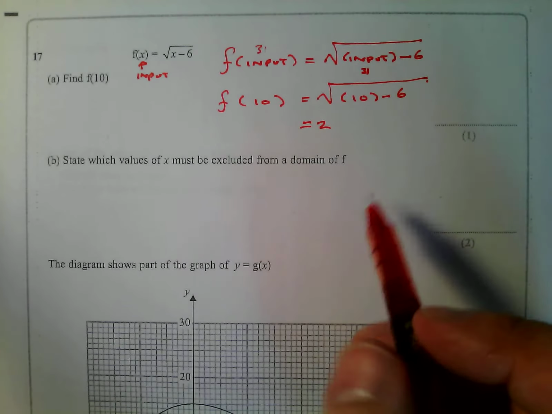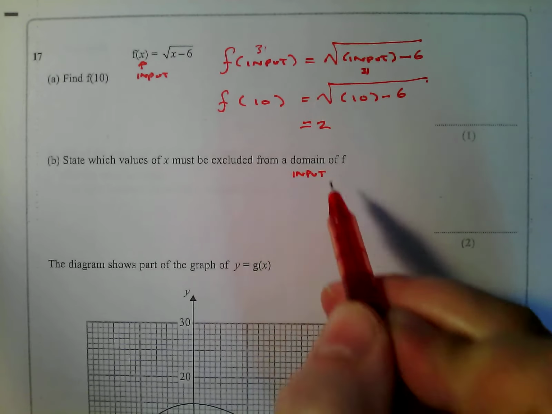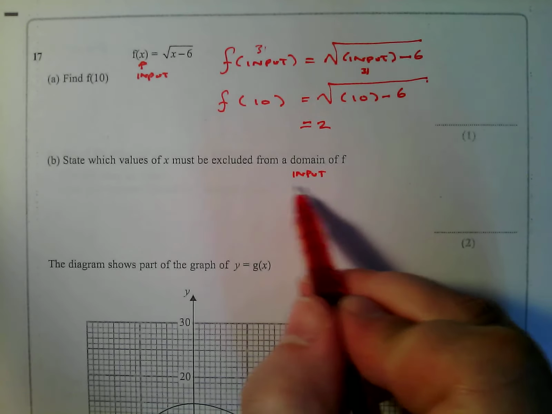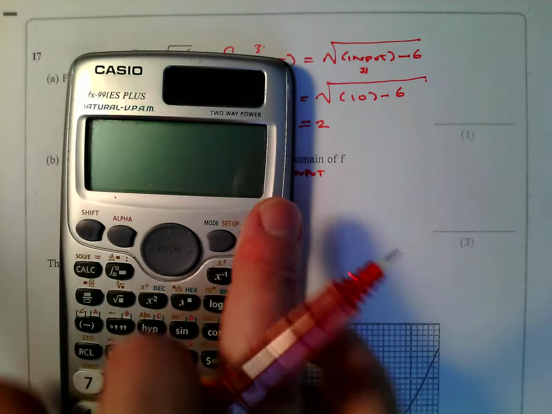Okay, so state which values can be excluded from the domain. Okay, so domain are your input numbers. The other word you'll hear is range, and range are your output numbers. Okay, what are the illegal input numbers?